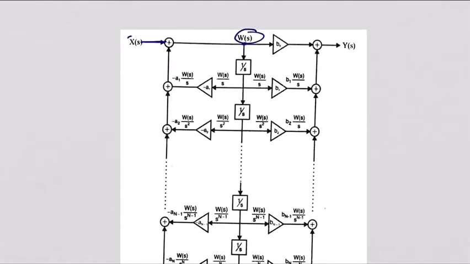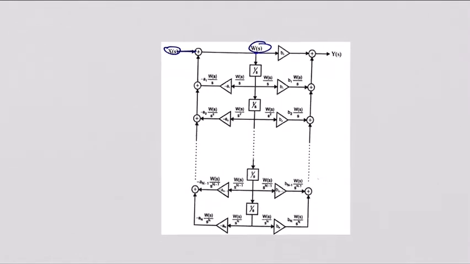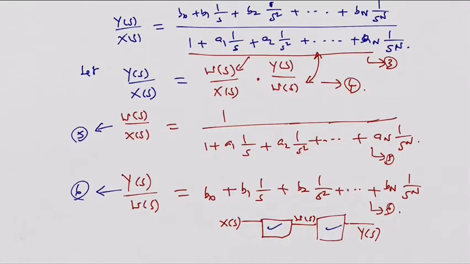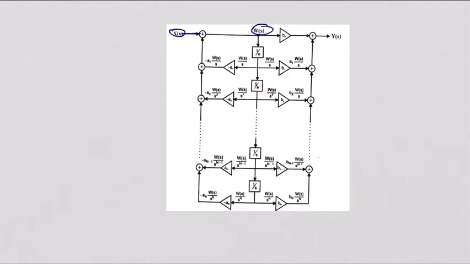X of s is the input and W of s is the output. You can realize this part alone separately, right? This part alone is realized separately. So this is obtained from W of s by X of s, isn't it? X of s is the input and W of s is the output. That part alone is represented as 1 divided by something, right?